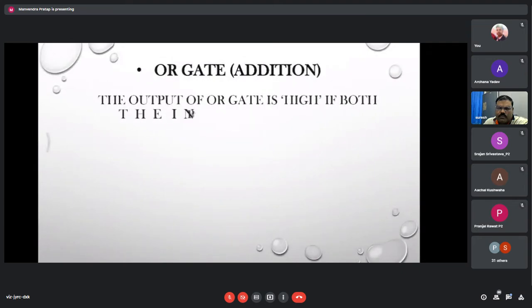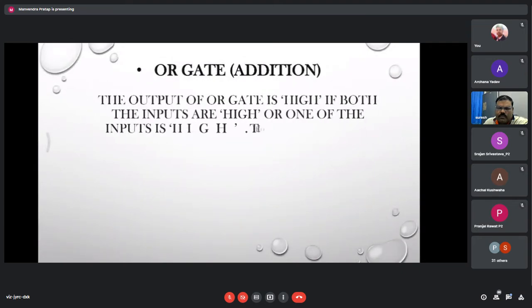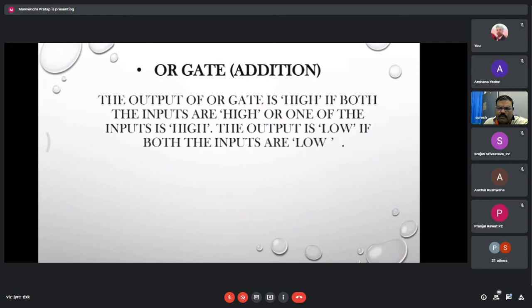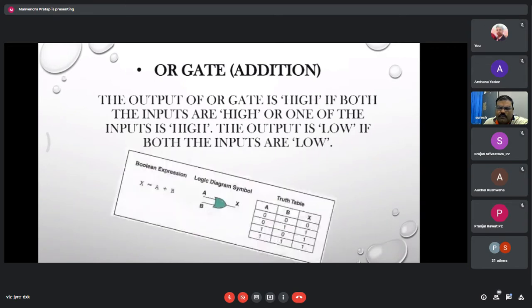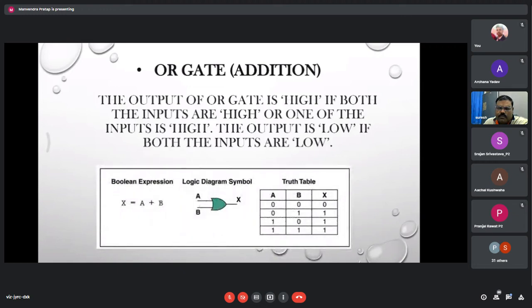OR gate, also called the addition gate. The output of an OR gate is high if both the inputs are high or one of the inputs is high. The output is low if both the inputs are low. Here is the Boolean expression of the OR gate, which is x equal to a plus b. This is the logic diagram of the OR gate. It basically explains that if there is a signal in A or B, then the output will always be 1.